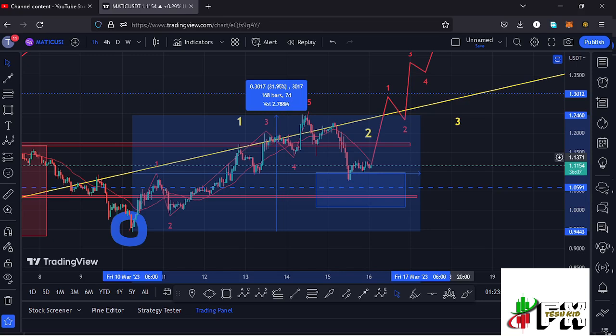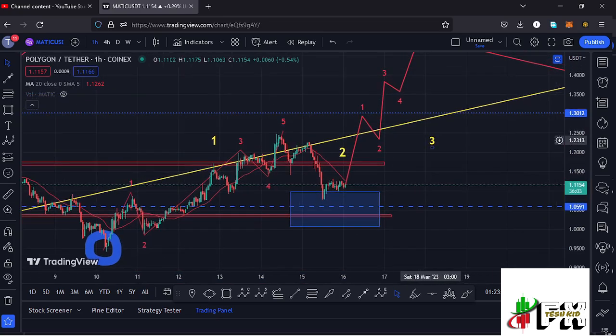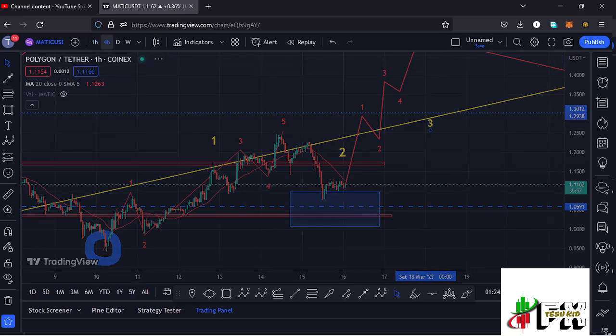And I think this is another perfect entry to get back into Polygon Matic so that you can be able to ride this massive bounce to the upside in the formation of this wave 3. And that is not financial advice, so make sure that you do your own research.